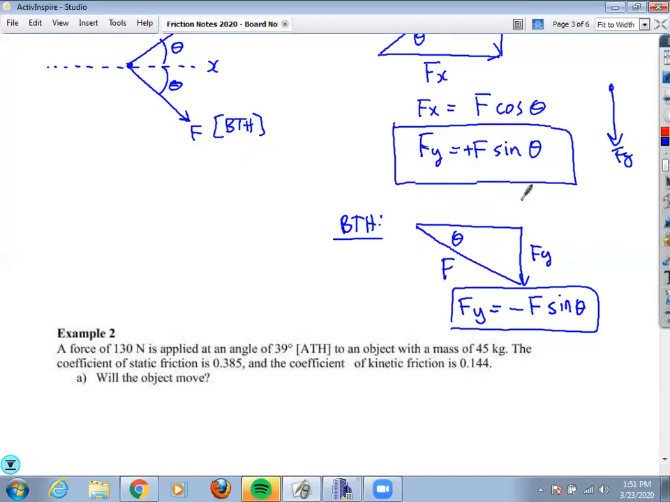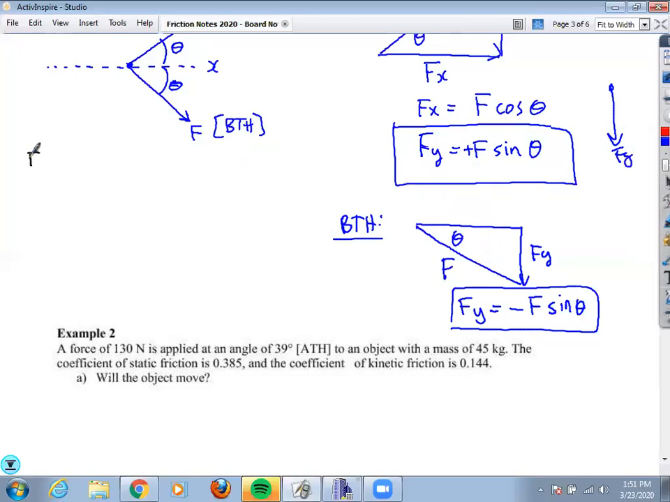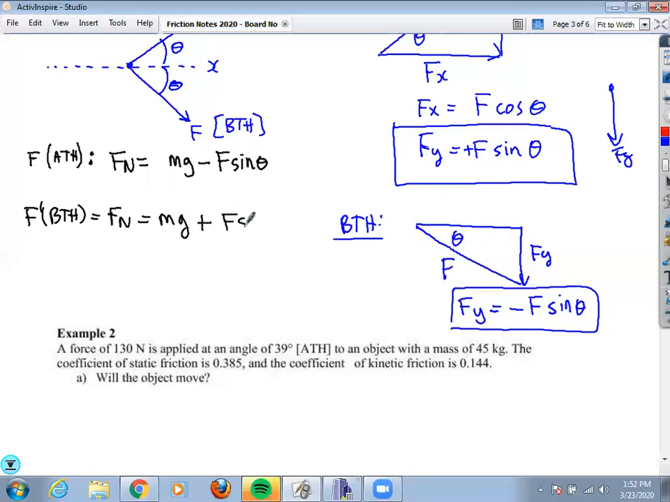So the impact on friction is as follows, and I'll do it in a different color. If F is above the horizontal, the normal force will equal mg minus F sine theta. And if the force applied is below the horizontal, then Fn, the normal force, would equal mg plus F sine theta. And again, it's due to the direction.